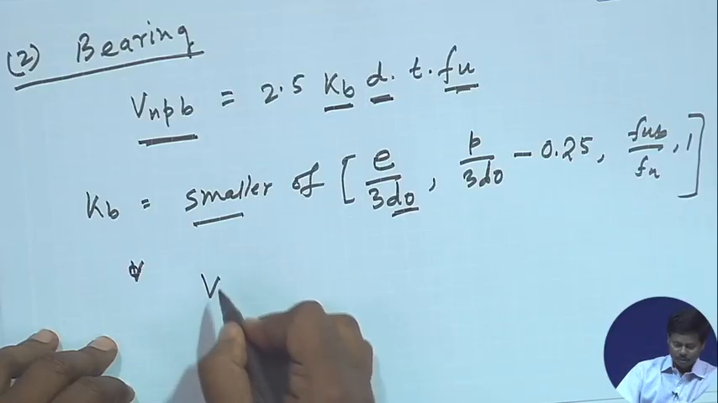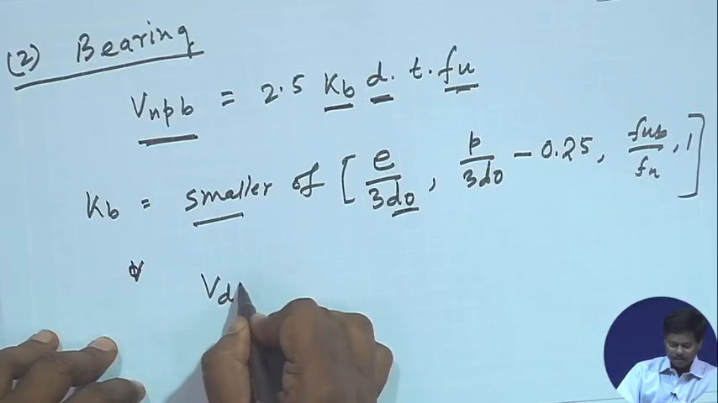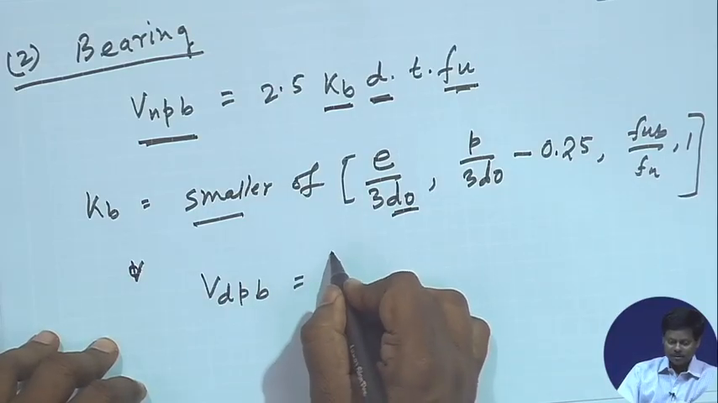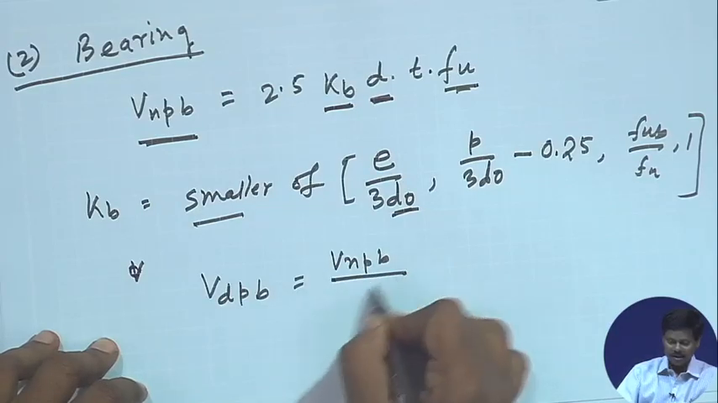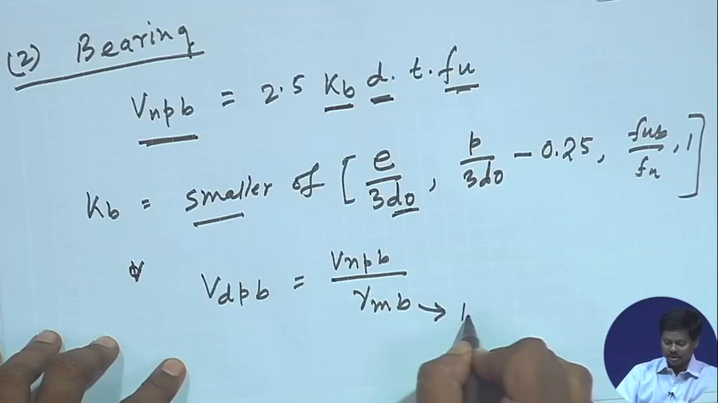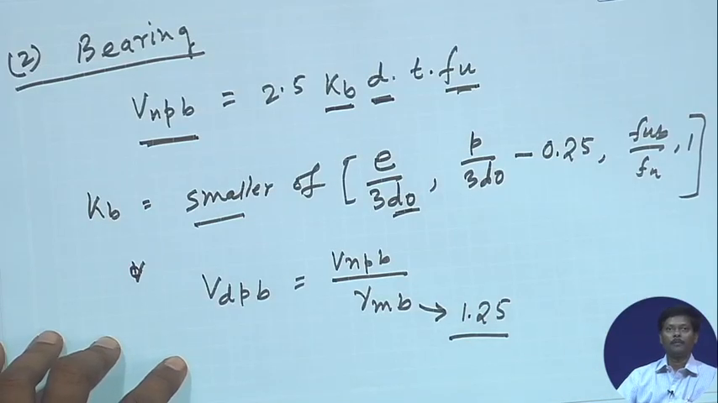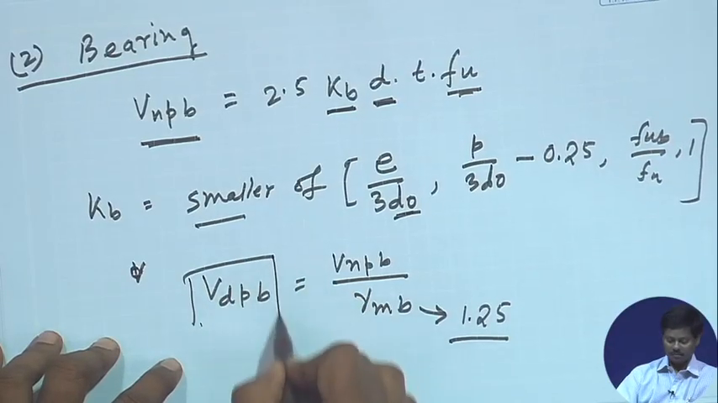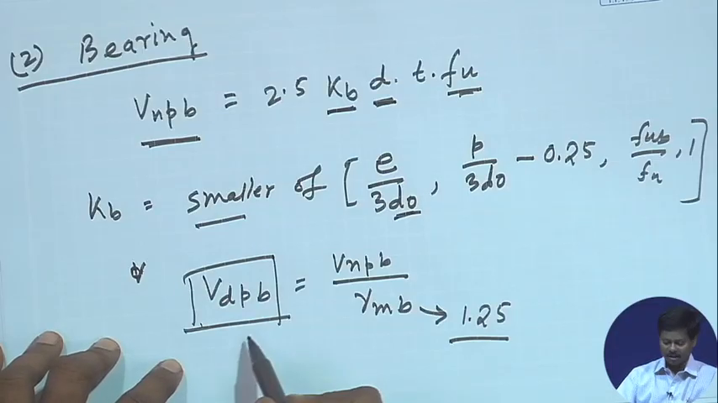Now, the design bearing force Vdpb we can calculate from the nominal bearing force Vnpb by gamma mb. Gamma mb is the partial safety factor of the bolt, and this value is 1.25, which we can find out from table 5 of IS 800 2007. So, we can find out the value of gamma mb from table 5, and we can find out the design bearing force.